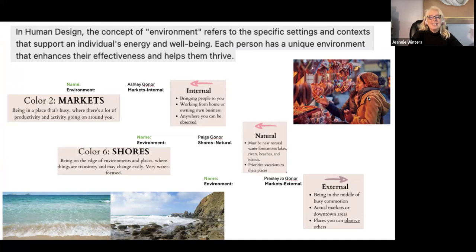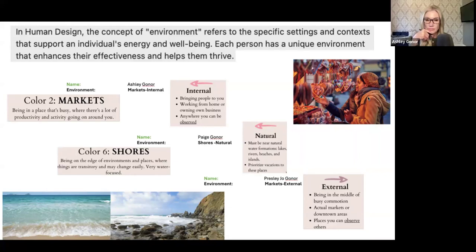So this one's a little busy, and tricky. It's called environment. In human design, the concept of environment refers to the specific settings and contexts that support an individual's energy and well-being. Each person has a unique environment that enhances their effectiveness and helps them thrive. You can't always have the best environment, but when you have something very important that you want to do, understanding your best environment will give you the opportunity to make that environment available.